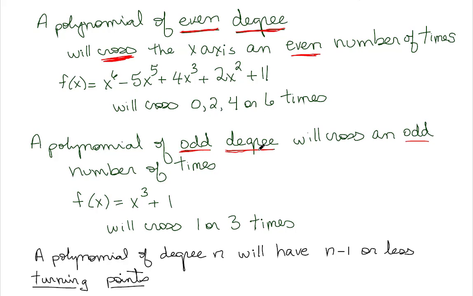If it's an odd degree, it has to cross an odd number of times. So f of x is x cubed plus 1. It's going to cross 1 or at most 3 times. But x cubed plus 1 is shifted up like this, crossing here at 1. And so you see it only crosses the x-axis one time.